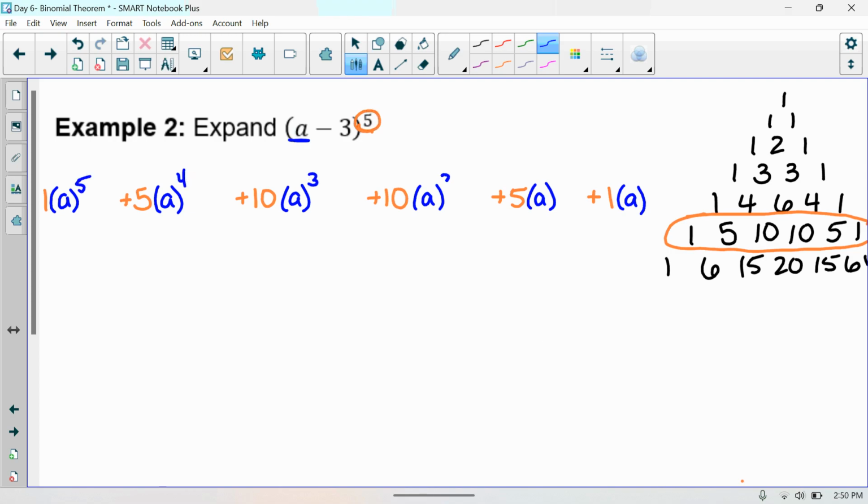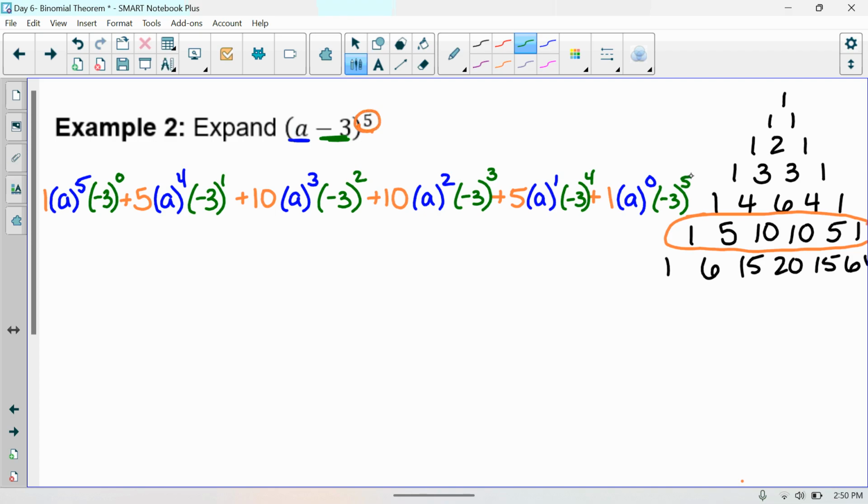5, 4, 3, 2, 1, 0. Then I take my next term. Now this time I have to be super careful because there's a negative. I'm not taking a positive 3, I'm taking a negative 3. So you have to include the negative, and notice how I put it all in parentheses. This term starts at 0 and counts up. You know you've done it correctly if your exponents all add to the original. So 5 plus 0 is 5. 4 plus 1 is 5. 3 plus 2 is 5.